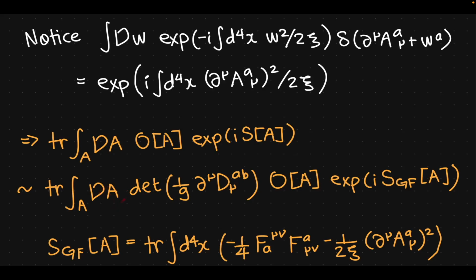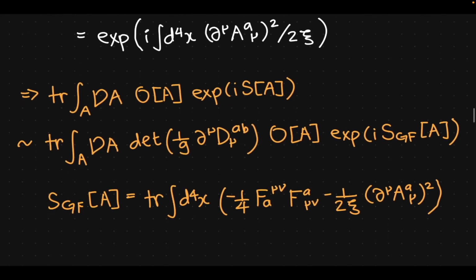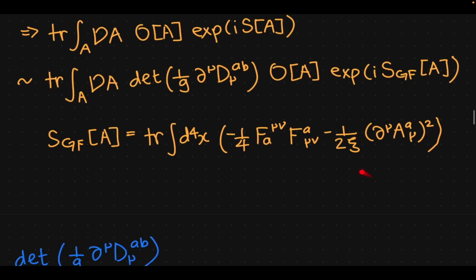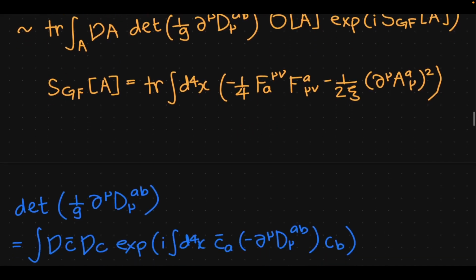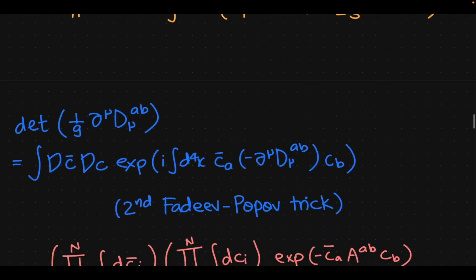Trace path integral over A, determinant of this quantity, O of A, exponential i S_GF of A. Now S_GF, the gauge-fixed action, is the trace integral d4x of minus 1/4 F a mu nu F a mu nu minus 1 over 2c, derivative of A, squared. This derivative is coming from the delta, and this F was what we had naturally before. Now how do we work with this determinant?